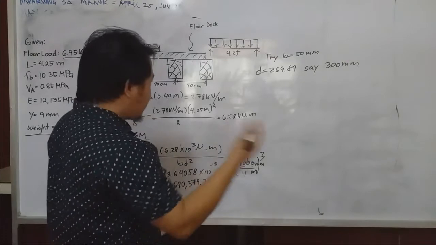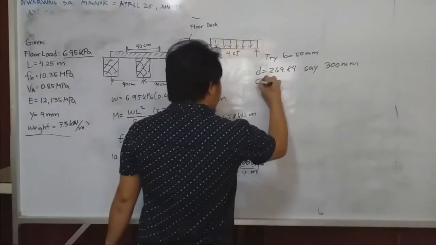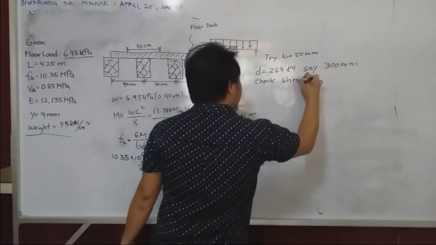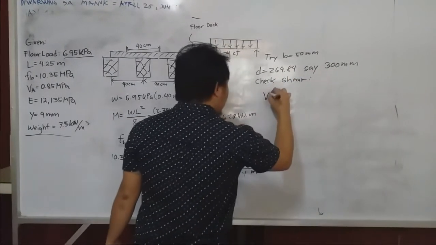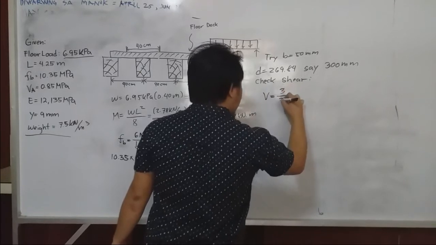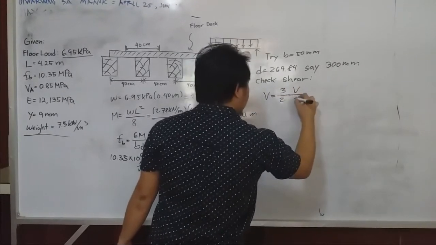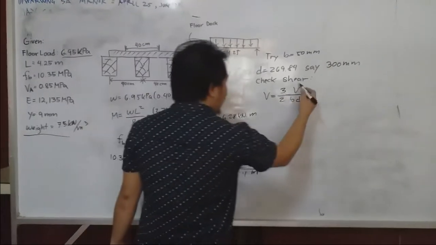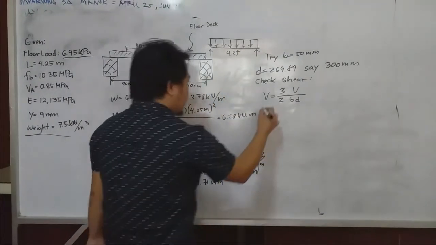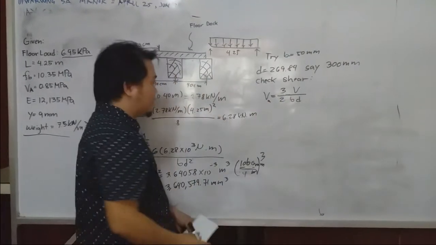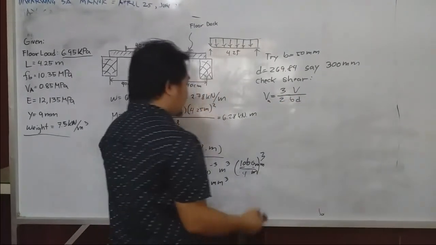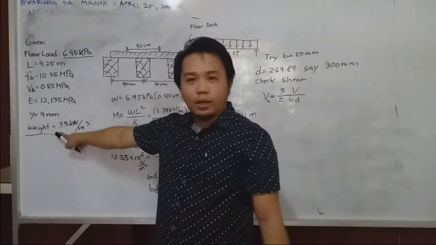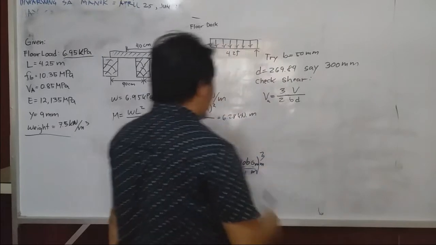So to check, we will use the shear. Remember that the allowable shear is 3 halves over BD. But we have V, which is unknown. This is the allowable, so we will calculate the V now. But first, we need to convert this weight into a uniformly distributed load for that beam.